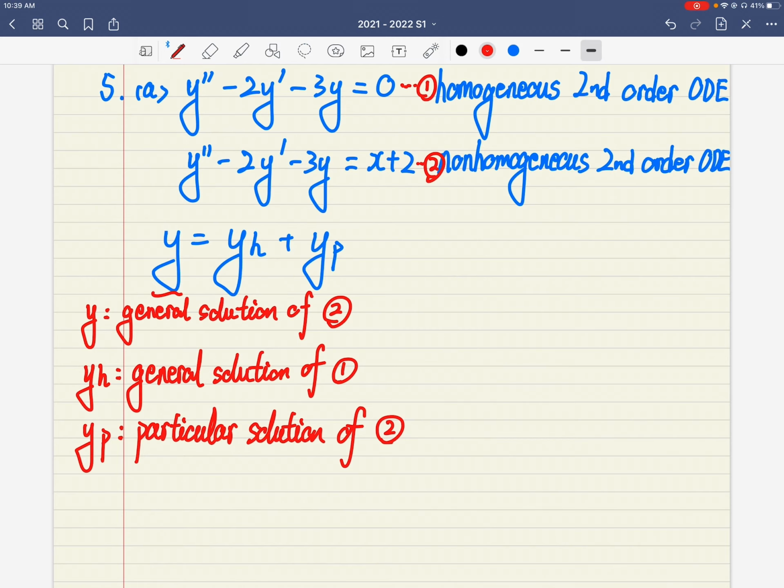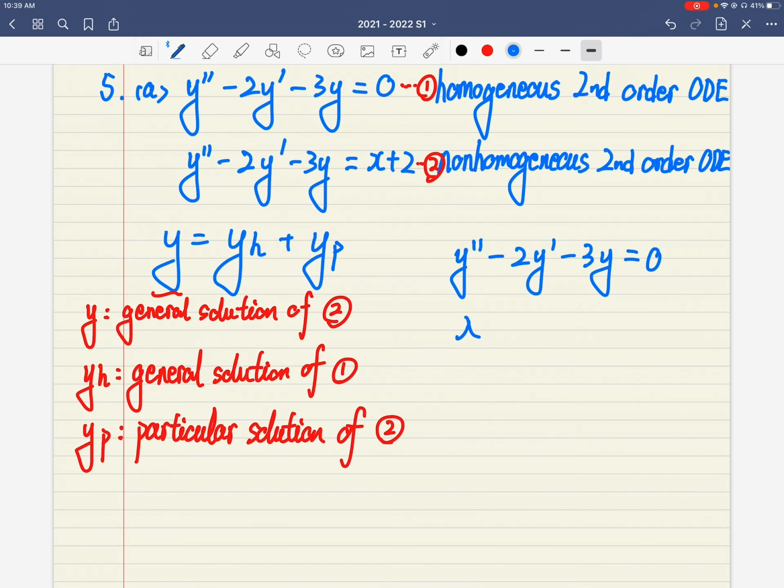So as you can see, to find the general solution of equation 2, you have to find the general solution of equation 1, as well as a particular solution of equation 2. This part is actually covered in problem 4, right? How do we get YH? So how do we solve second order derivative minus 2 first order derivative minus 3y is equal to 0?